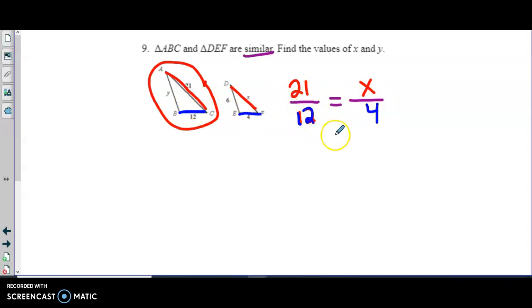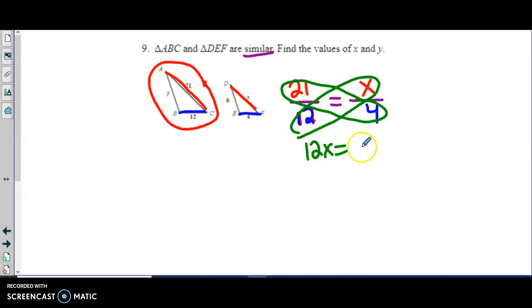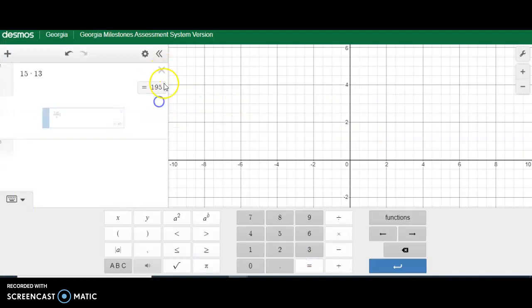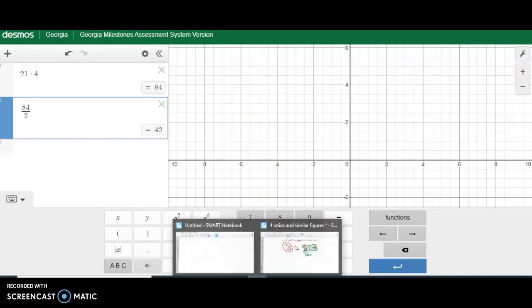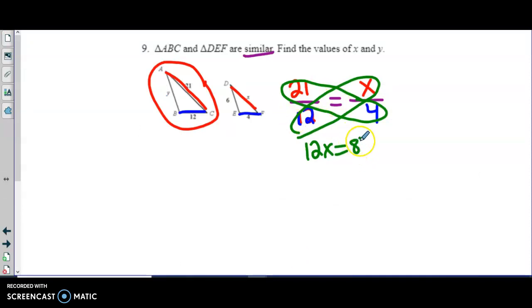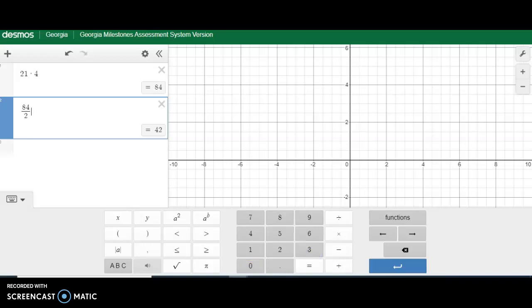So that's how I'm going to set up my first fraction, and then I'm going to cross multiply to solve for x. Remember, you cross multiply, then divide. 21 times 4, and then we're going to divide it by 12. And then 84 divided by 12 is 42. Wait, was it 42? Yeah, okay.